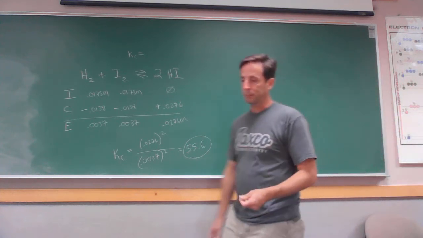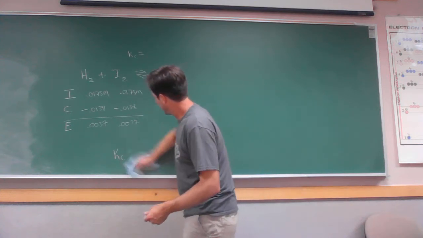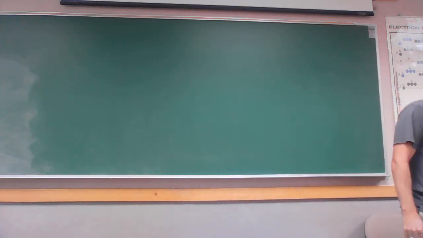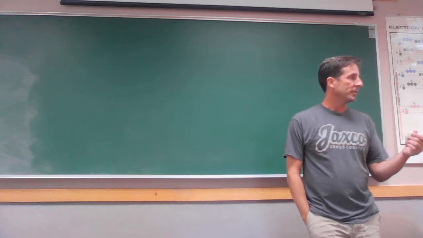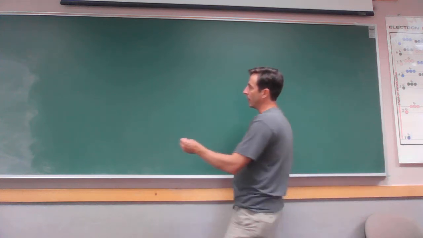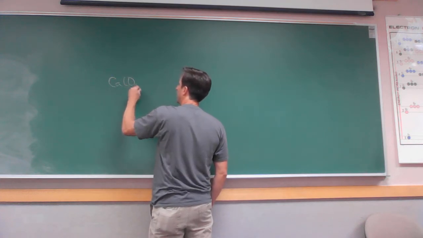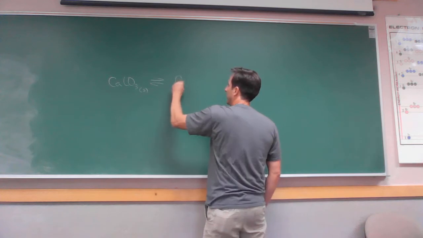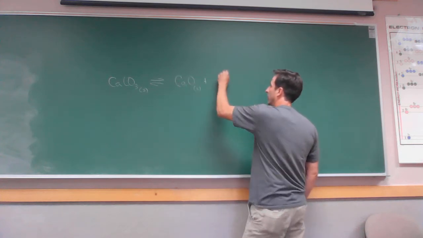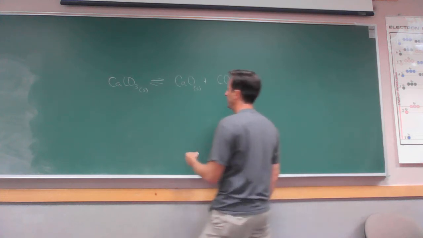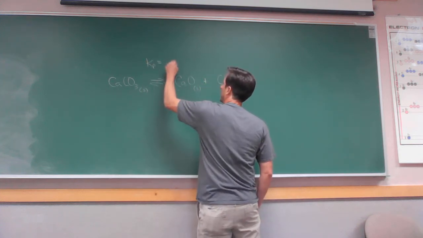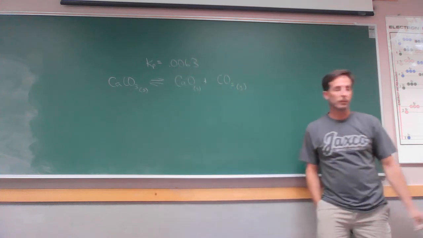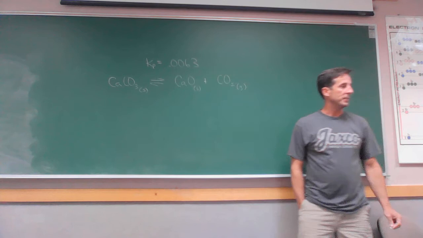So now we'll do another problem. The next problem on slide 42, actually I'm on slide 43. Solid calcium carbonate decomposes to give solid calcium oxide and gaseous CO2. So let's write our reaction. CaCO3 solid yields CaO solid plus CO2 gas. Kp for this reaction is 0.0063. All right, now, what will the equilibrium partial pressure of CO2 be?